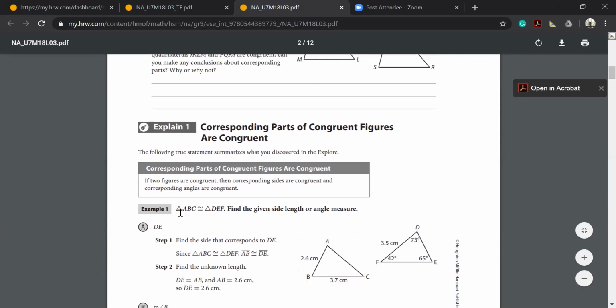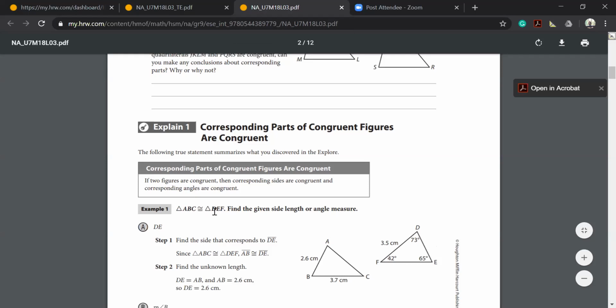Example 1, given that triangle ABC is congruent to triangle DEF. Without seeing here, girls, you have to establish the congruence from here. Do not ask yourself from the figure which is congruent to what. Find the congruence from the name, as we did in reflect 1. Find the given side length or angle measure, and he is finding DE.